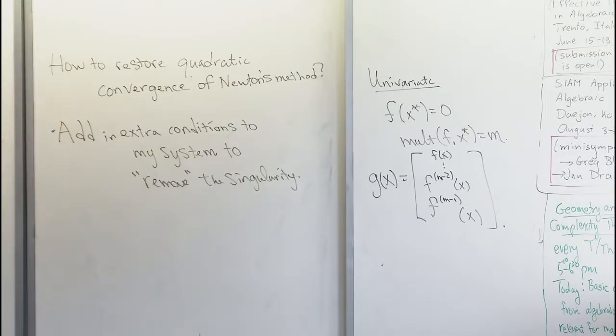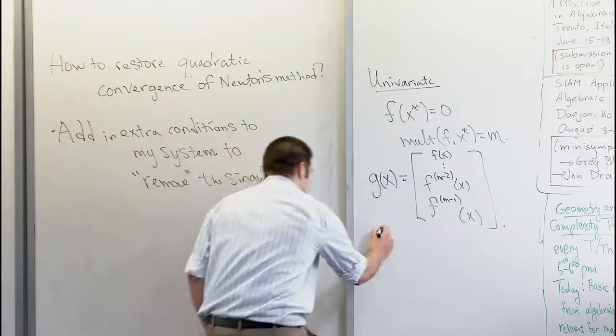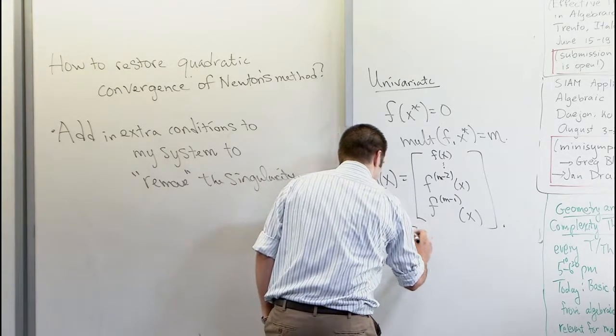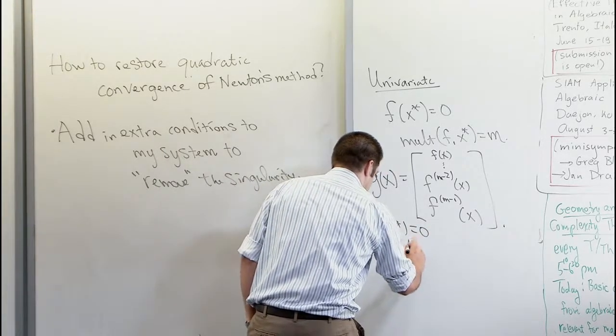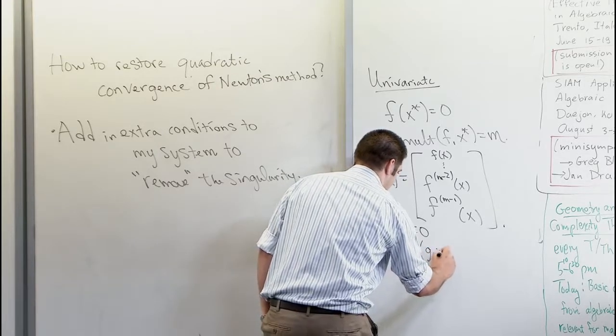Start with the system I have, add the first derivative. Did that make it non-singular? No. Add the second derivative. Did that make it non-singular? No. Keep going until I've added the m minus first, and now it's non-singular. So now I know that g of x star is equal to 0, and the multiplicity of g at x star.